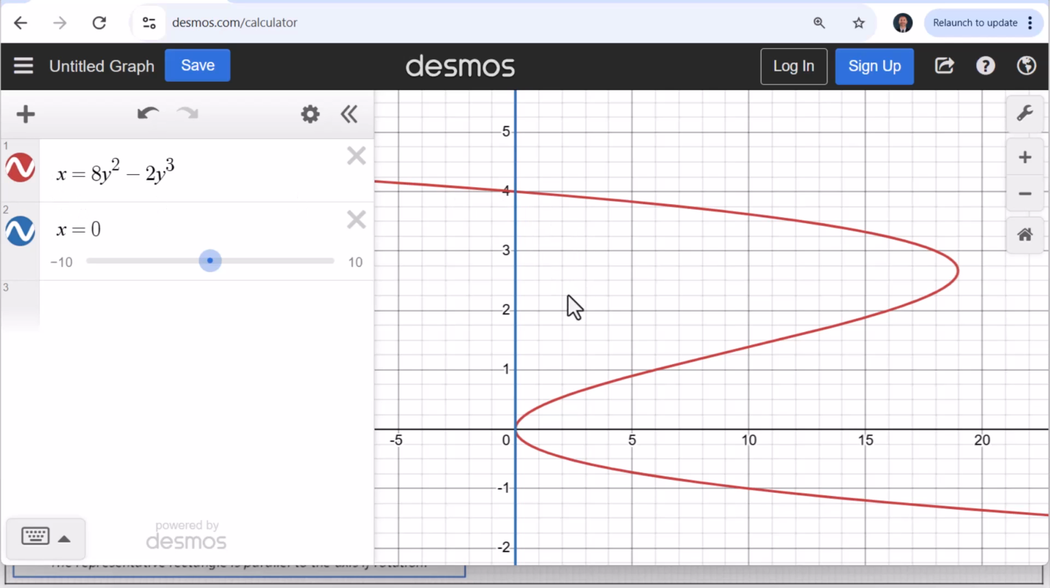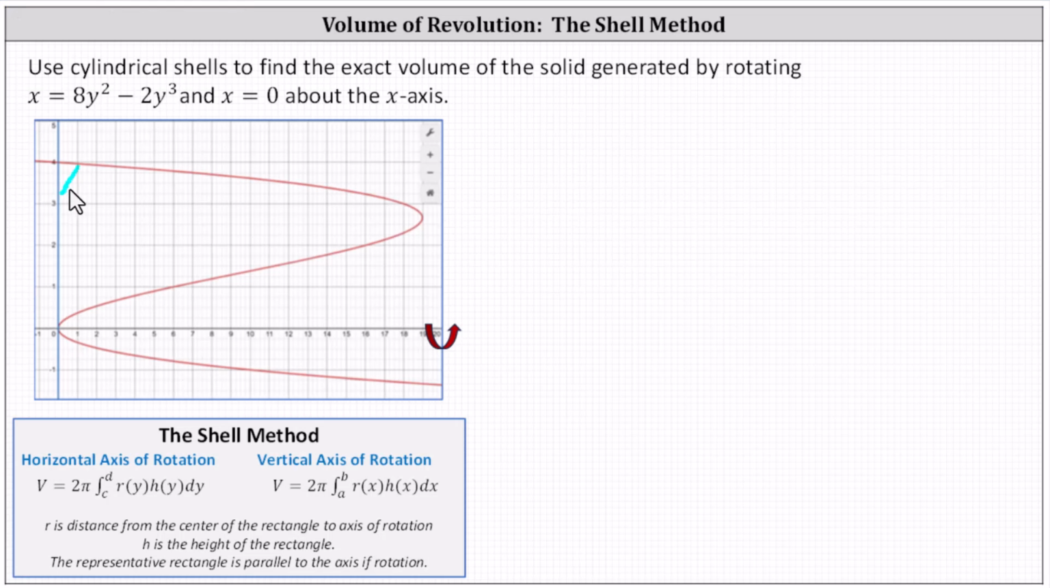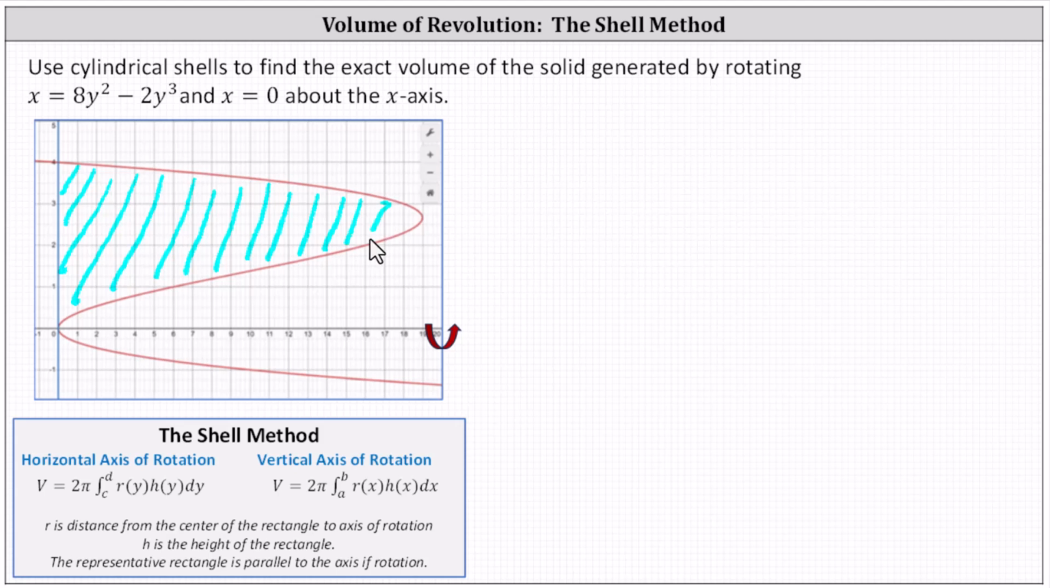Notice the bounded region is this region here, which we want to rotate about the x-axis. So again, this is the bounded region, or the bounded area. We want to rotate about the x-axis and then determine the volume of the solid.